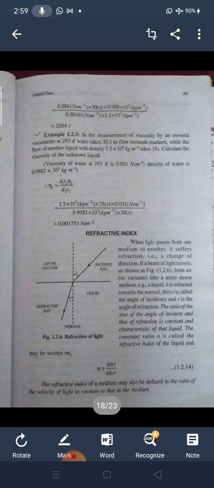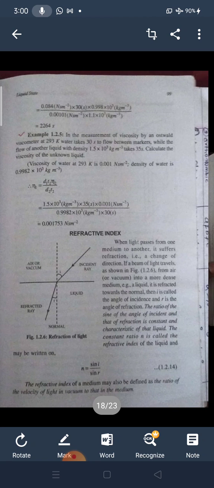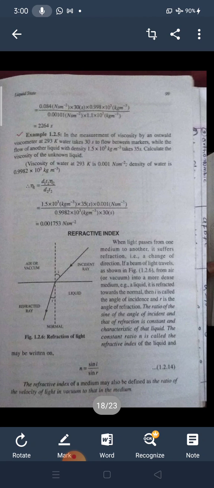Then the refractive index. When light passes from one medium to another, it suffers a refraction, that is, a change of direction. If a beam of light travels, as shown here, from air or vacuum into a more dense medium, for example a liquid, it is refracted towards the normal. Then i is called the angle of incidence and r is called the angle of refraction.